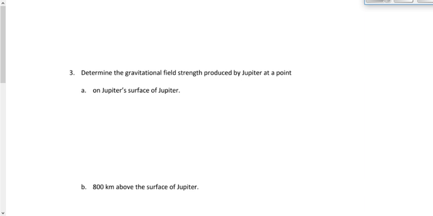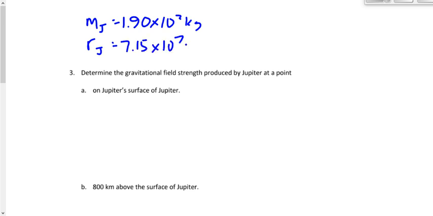3, determine the gravitational field strength produced by Jupiter at a point on Jupiter's surface and 800 kilometers above the surface of Jupiter. We had that data on the very front page. They gave us masses of planets and the radius of planets and the orbital radius of planets and so on, including the mass of Jupiter. I'm just going to write that down here as 1.90 times 10 to the 27 kilograms, and the radius of Jupiter as 7.15 times 10 to the 7 meters.